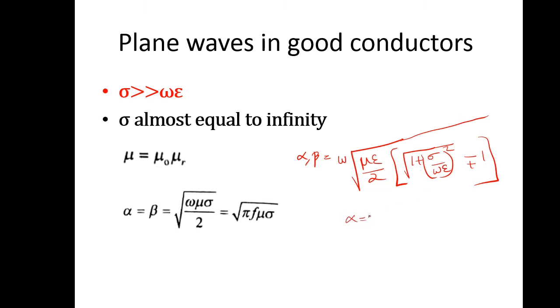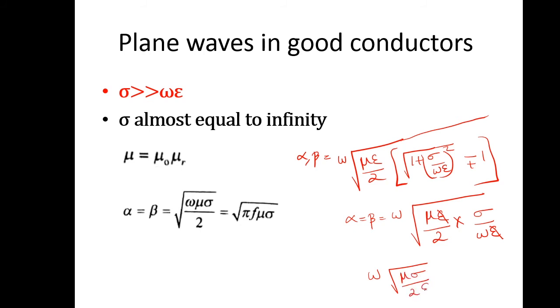So you will get alpha equal to beta, that is equal to omega into square root of mu epsilon by 2 into this whole term reduced to sigma by omega epsilon. Why? Because sigma by omega epsilon is a very high quantity. So here 1 is eliminated and square root of a square term means that term itself. Again minus or plus 1, that value is very small compared to this high value. So you take this whole value in the bracket as sigma by omega epsilon. Now epsilon gets cancelled and you get omega into square root of mu sigma by 2 omega.